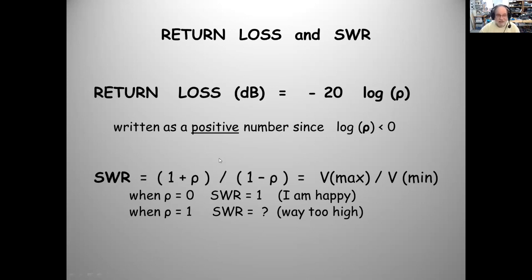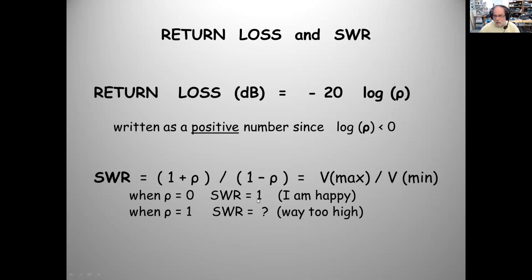That's wrong. So if it's 1 plus rho over 1 minus rho, the SWR, let's check that out. What if rho is 0? I'm happy. That's good. If rho is 0, I've got 1 plus 0, that's 1, over 1 minus 0. Well, that's 1. 1 over 1 is 1. Oh, that means the ratio of the maximum to minimum voltage, which is the way I think of SWR, is 1. Oh, is that good? Yeah. So wait a minute. If rho is 0, the SWR is 1. It can't get better than 1.